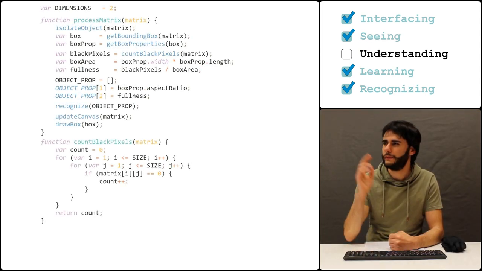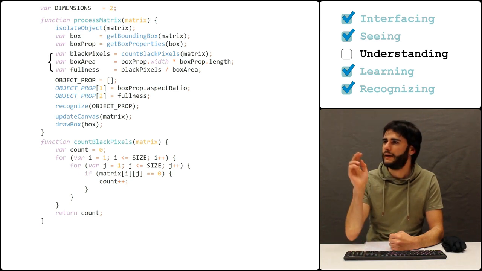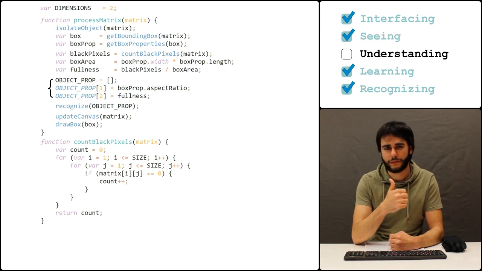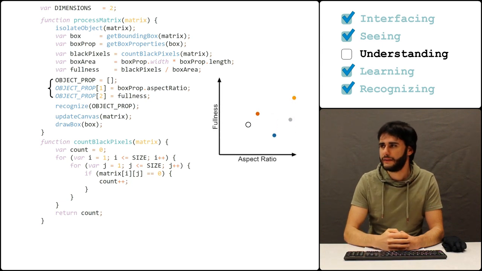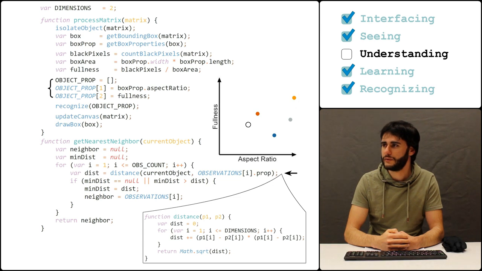To measure the fullness, we first count the number of black pixels using this simple function, and just divide that by the area of the bounding box. I changed this to be an array and store in it both the aspect ratio and the fullness. But that means that now we work in two dimensions. And it also means that the distance function needs work. We need to use the Euclidean distance instead.